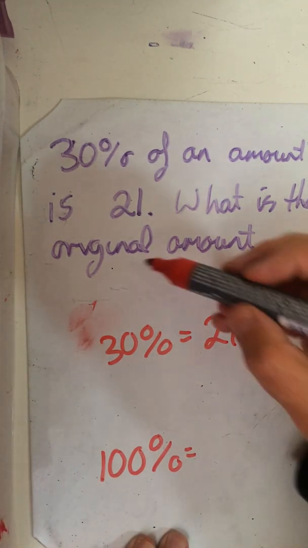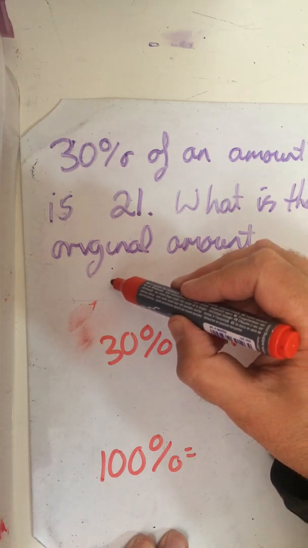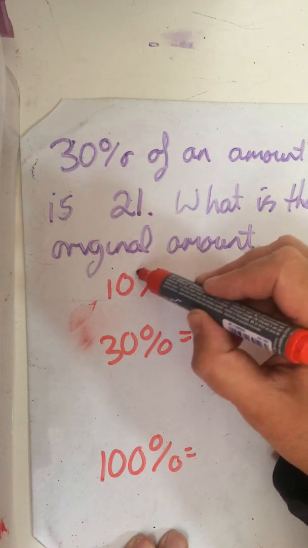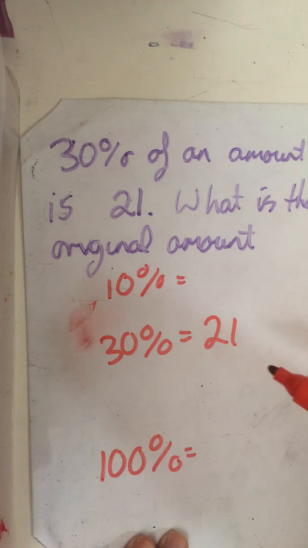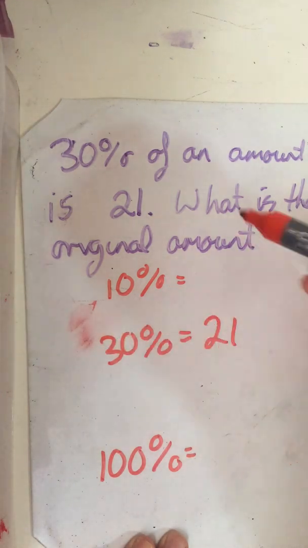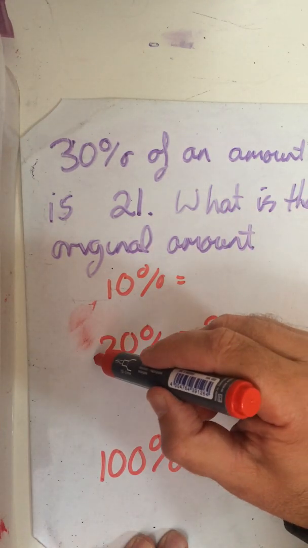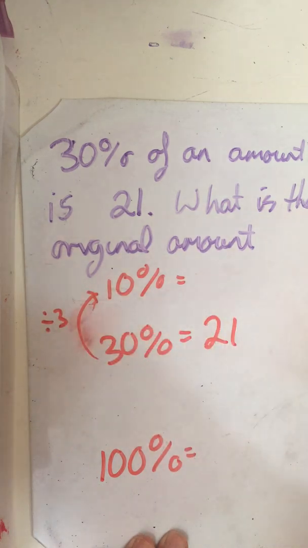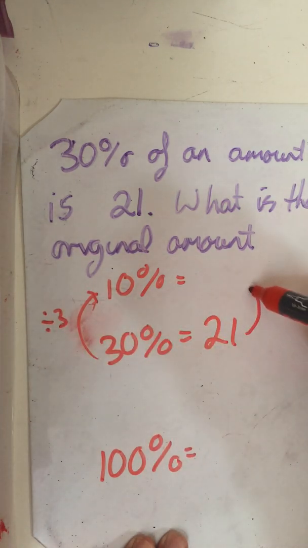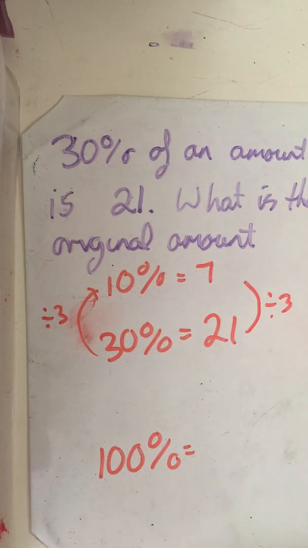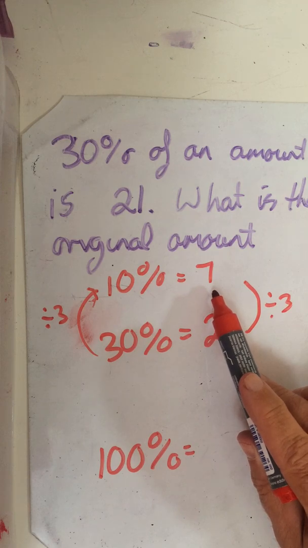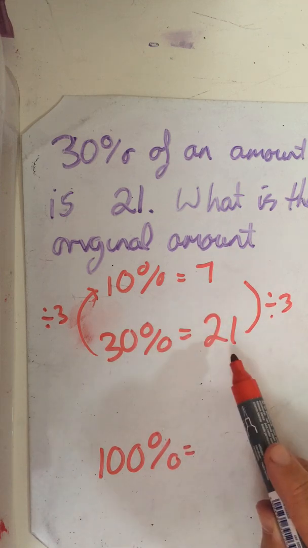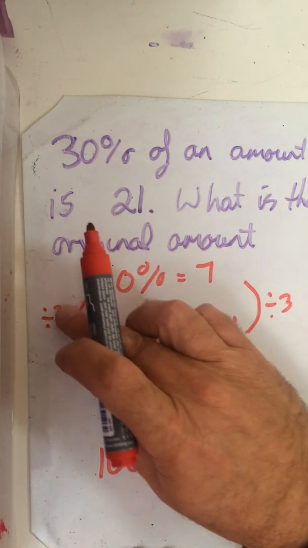Now to find that out, certainly on this one, the easiest thing is to find 10% first, okay? So how am I getting from the 30 to the 10? I'm dividing by 3. And I do the same here, divide by 3. So now I can see 10% of the number is worth 7, and 30% is worth 21.